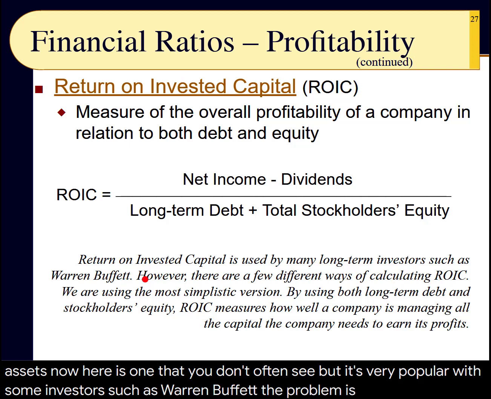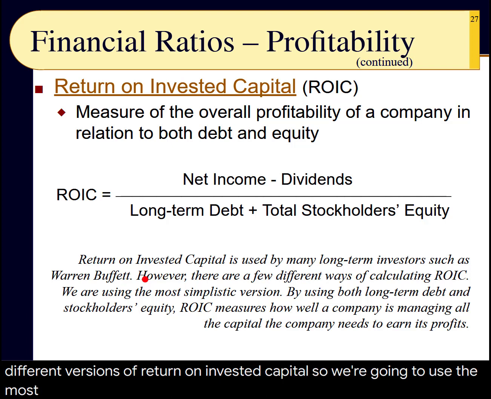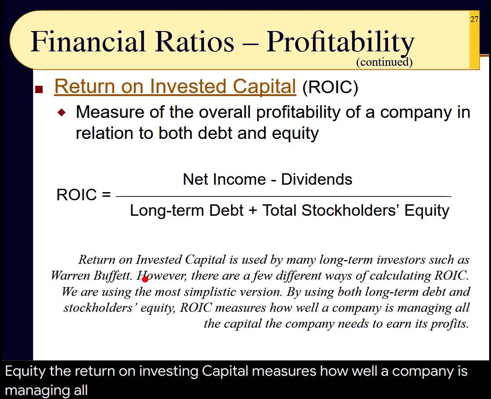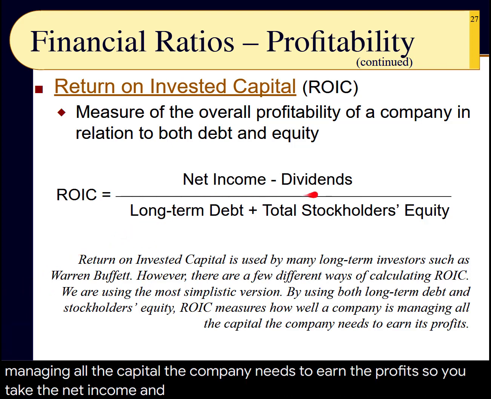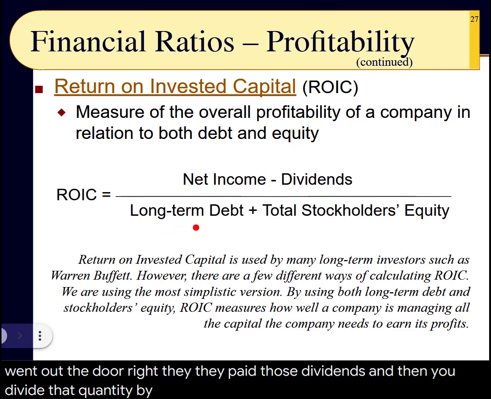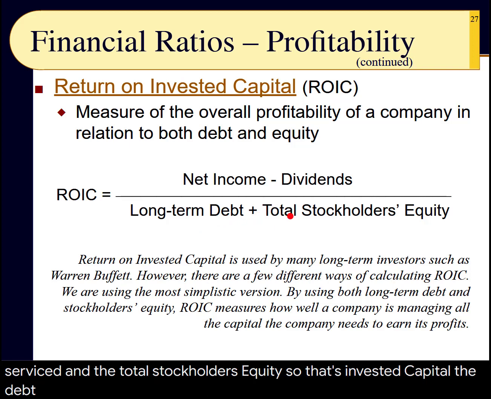The problem is there's a few different versions of return on invested capital. So we're going to use the most simplistic version. By using both long-term debt and stockholders' equity, the return on invested capital measures how well a company is managing all the capital the company needs to earn the profits. So you take the net income and you subtract out the dividends, because they went out the door, right? They paid those dividends. And then you divide that quantity by the total long-term debt, which has to be serviced, and the total stockholders' equity. So that's invested capital, the debt and the equity.